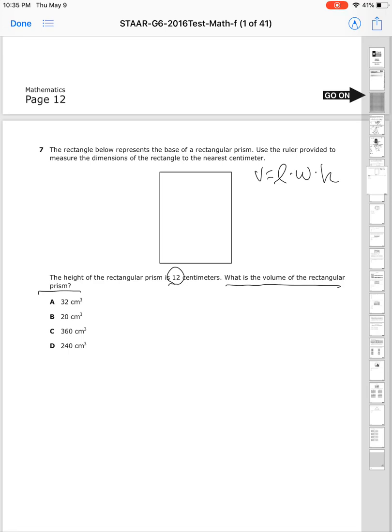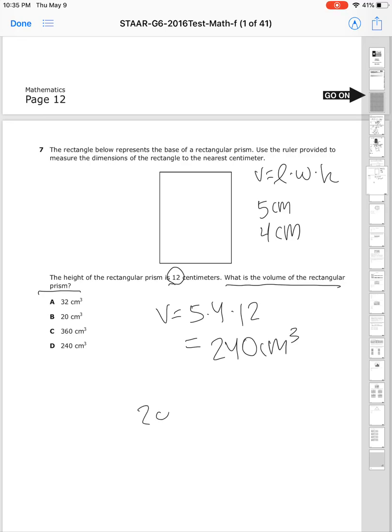Okay? So I told you guys that the length was, I'm trying to remember because I do not have that written down. Let's see here. The length was 5, I believe, 5 centimeters, and the width was 4 centimeters. Right, so when I solve this problem, I have V is equal to 5 times 4 times 12, which is equal to 240 centimeters cubed. So all you have to do is say 5 times 4 is 20. 20 times 12 is 240. That's all you got to do.